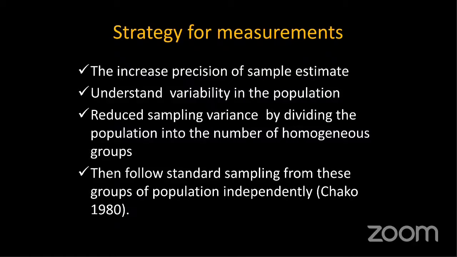Why is this done? To increase the precision of sample estimates. This is how stratification is done. It also helps in understanding the variability within the population, and reduces the sampling variance by dividing the population into a number of homogeneous groups, as I have just said. Then we can follow a standard sampling procedure, maybe a randomized sampling design or a stratified sampling design. There is a standard methodology, and we can follow any of them. This will give very accurate estimations.